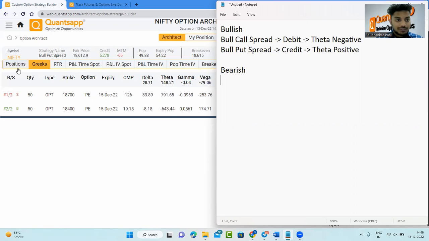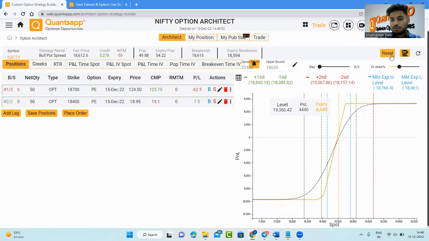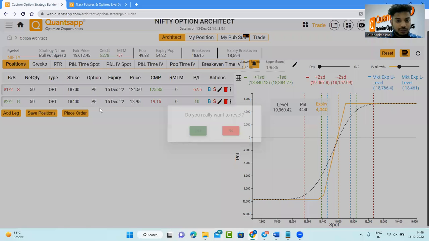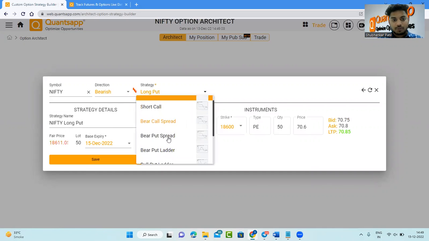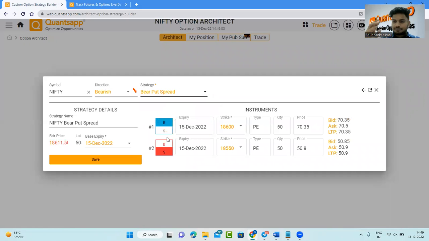So now coming to the bearish strategy, completely opposite of it. What we will do is simple. If I have a bearish forecast, I can directly go to predefined strategies, because this will be completely opposite of a bullish forecast. Now, not a lot of things change. So let's say I am bearish on Nifty. In Architect, you can select from the predefined strategies. So let's say a bear put spread. Bear put spread is simple. It is the opposite of a bull call spread.